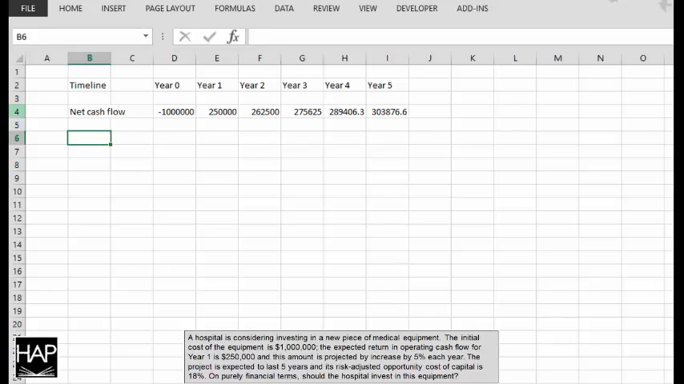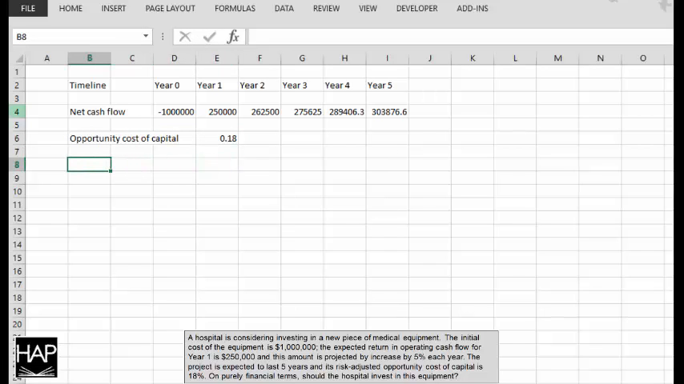I'm also told in the question that the project's risk-adjusted opportunity cost of capital is 18%. So I'm going to put the opportunity cost of capital in here as well so that I can see it. And it's 18%.